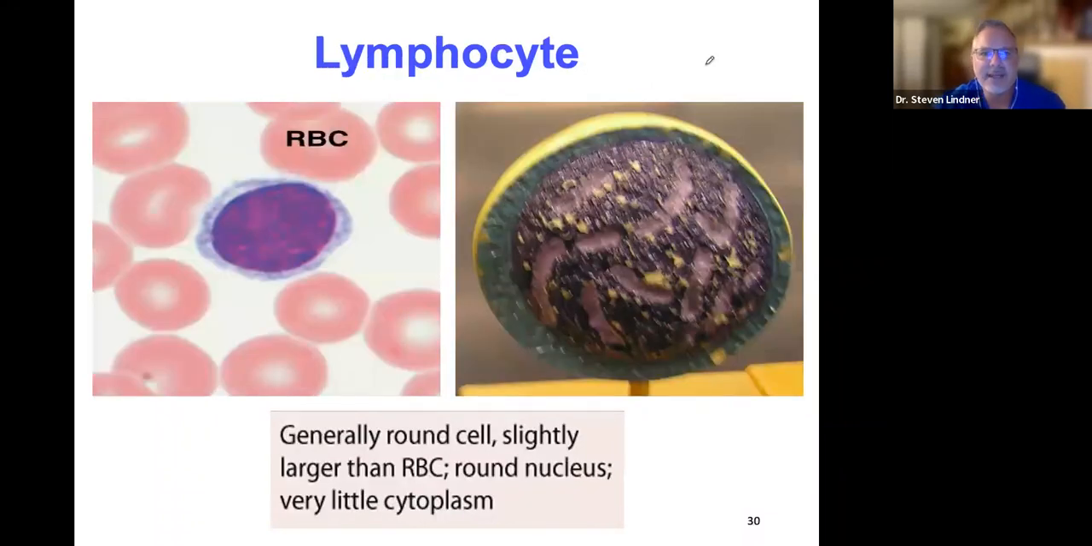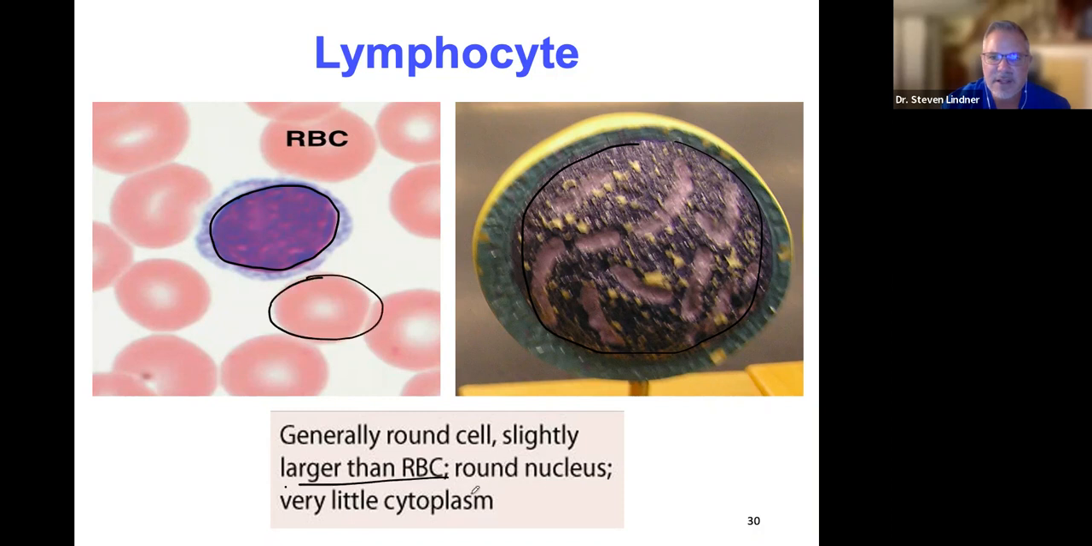A lymphocyte is smaller than a monocyte, and one of the key features is look how big that nucleus is, right? The nucleus almost occupies the same amount of space as the cell itself. It's round, and it's slightly larger than the red blood cell, right?